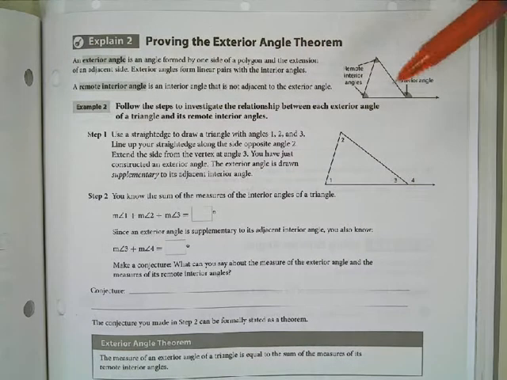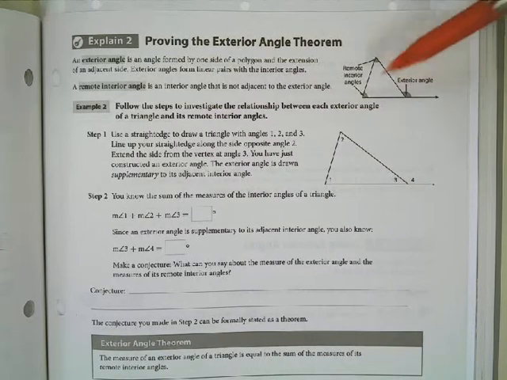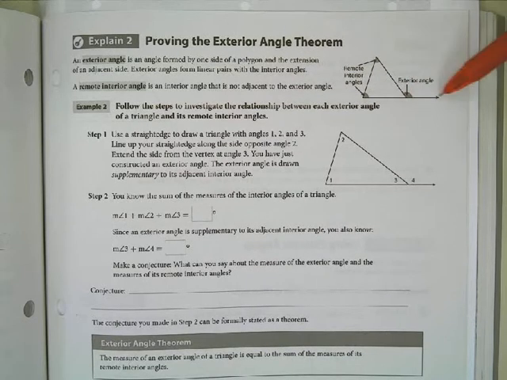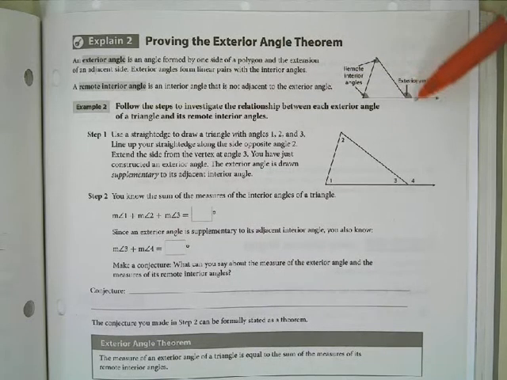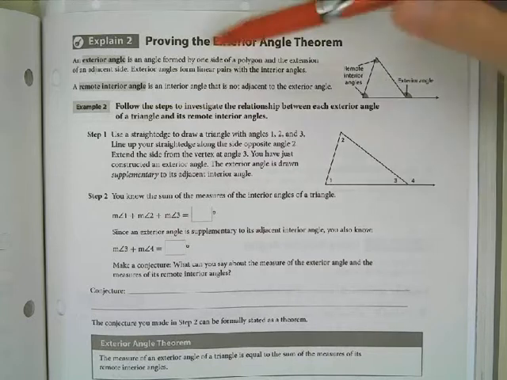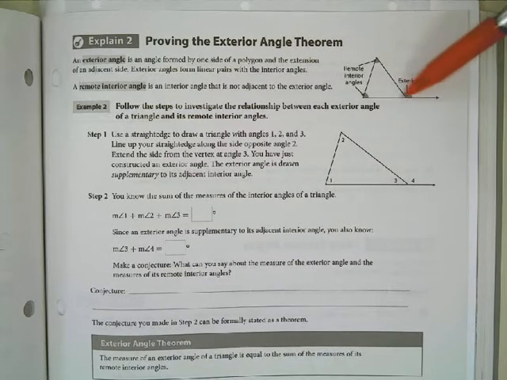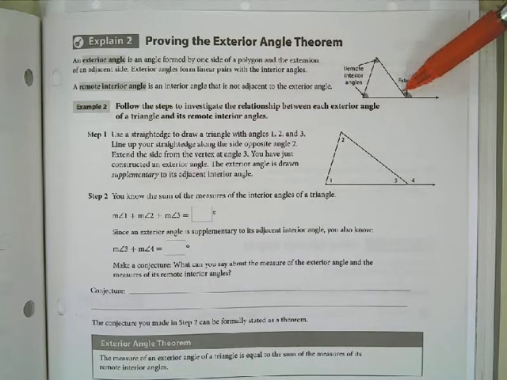So here's our polygon. It's a triangle. You can see the interior angles right here. If we extend one side like this, then the exterior angle is this obtuse angle you see right there. It's the angle formed by one side of the polygon and the extension of an adjacent side. So it's from this side to the extension of the adjacent side. That's the exterior angle.